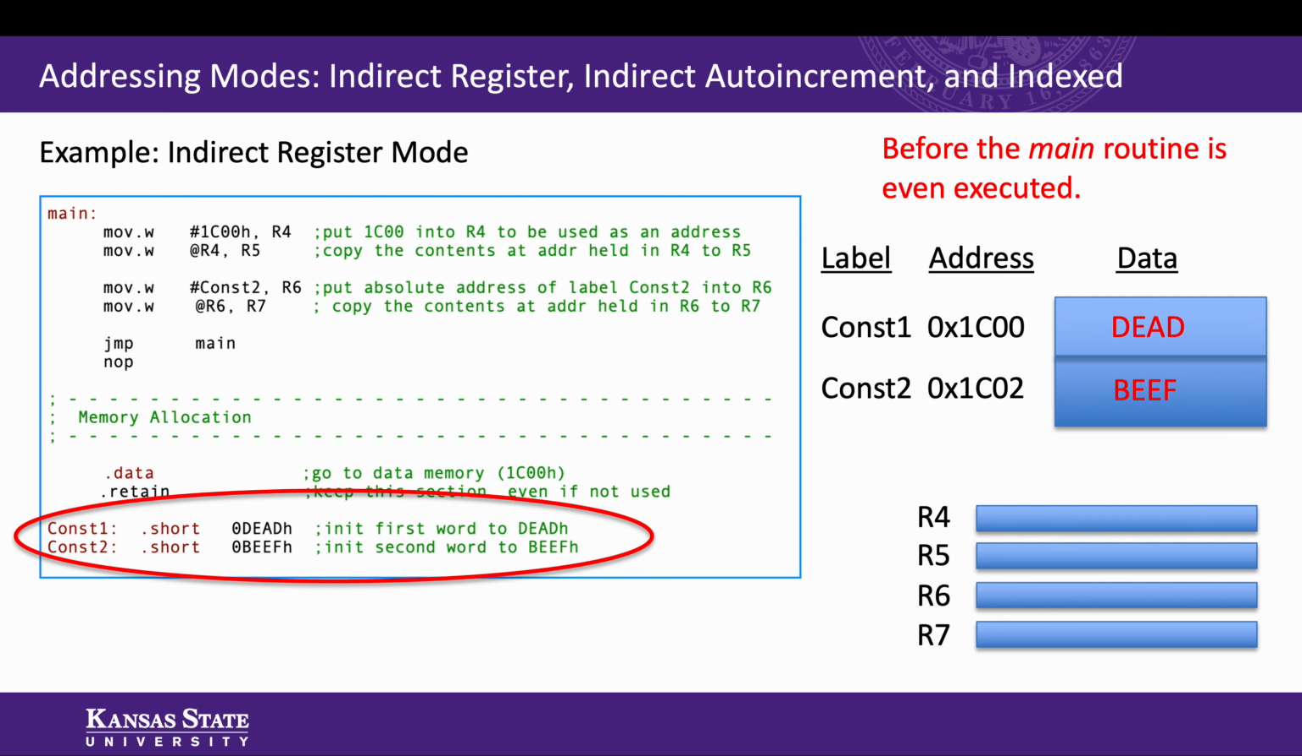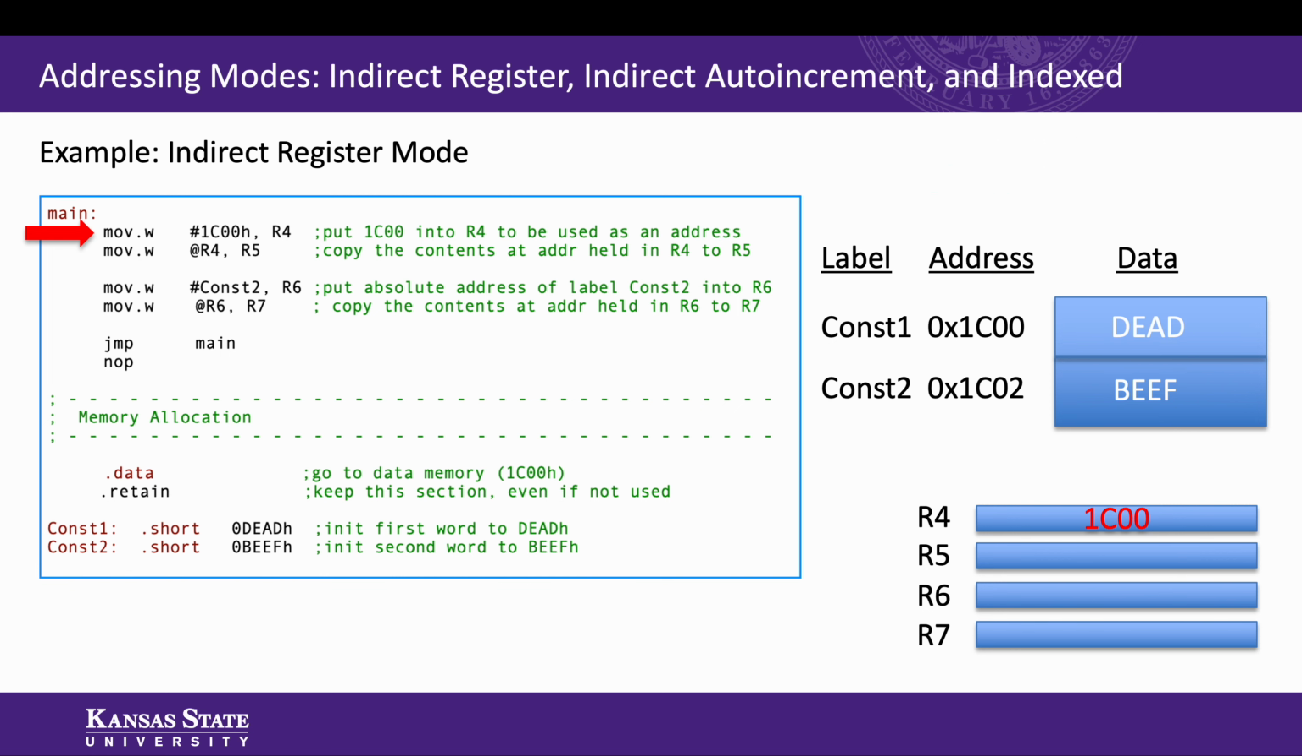All right, I also have the registers there that are going to be filled up in a second. All right, so that first move instruction, this is using immediate mode, which is putting 1C00, the constant 1C00, into R4. All right, so that's no big deal there. That's all there is to that instruction. Now the next instruction, there's a lot to unpack here.